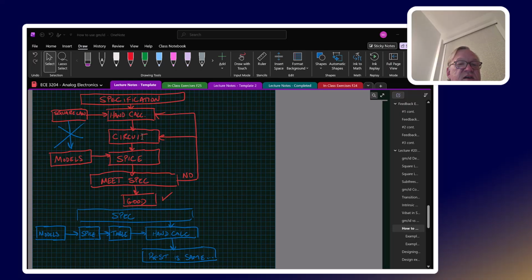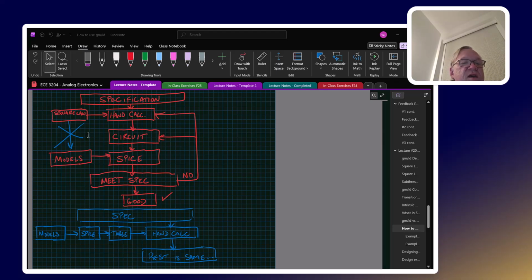We designed a circuit. We put it into SPICE that used some models. We check to see, does the device meet the specification? If it doesn't, we go back and redesign the circuit. And if it does, we consider the design done.